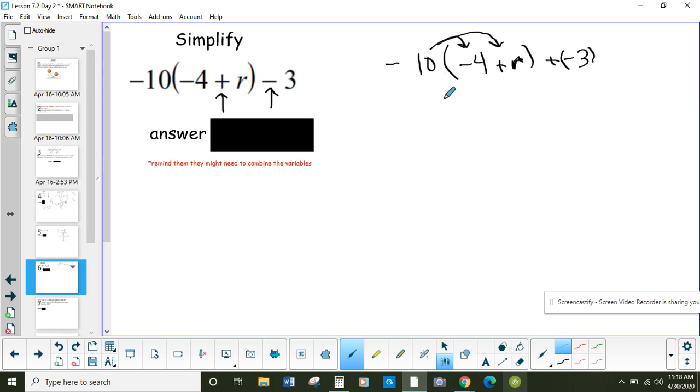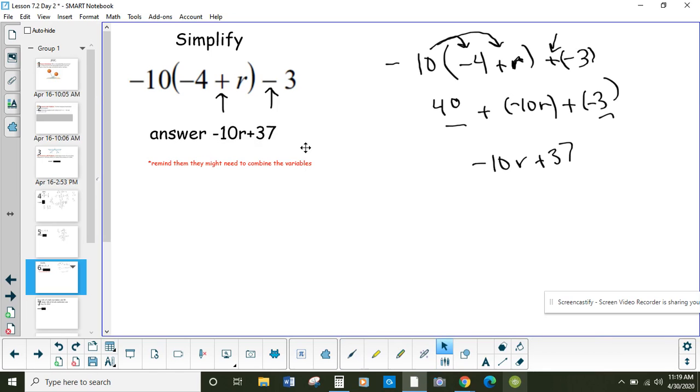Multiply negative 10 times negative 4 is positive 40. Plus, now rule for subtraction, I can put a plus in the middle of everything, right? So plus negative 10 times positive r is negative 10r, right? How do I multiply a letter to a number? I just put the letter next to it. Plus negative 3. I don't multiply anything here because there's an addition sign there. Now I combine like terms. Opposite teams mean subtract. There are more positives than negatives, so that's why we get this answer.